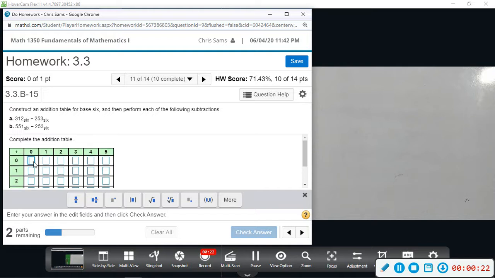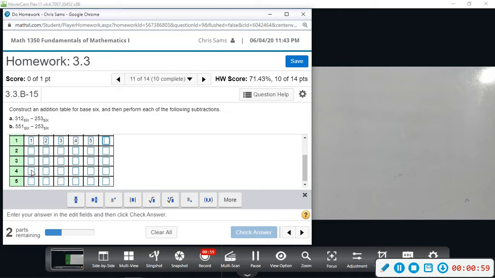Okay, so we start with 0, 0 plus 0, and then we're going to add 1 all the way across. So basically you're adding from 0, you're adding 0, 1, 2, 3, 4, 5 all the way across. Okay, so now on the next row we're starting with 1, and then we're adding 0, 1, 2, 3, 4, 5. Okay, so still in base 6. So we start with 1, and then we're at 2, 3, 4, 5.